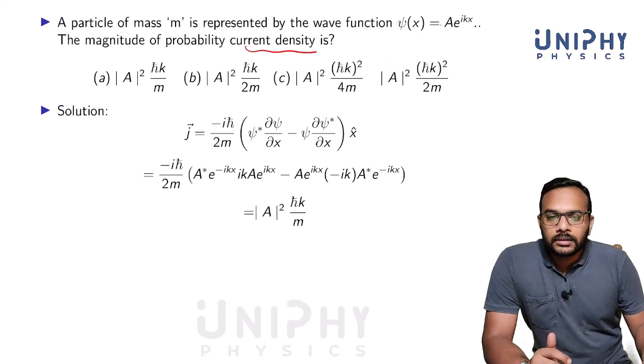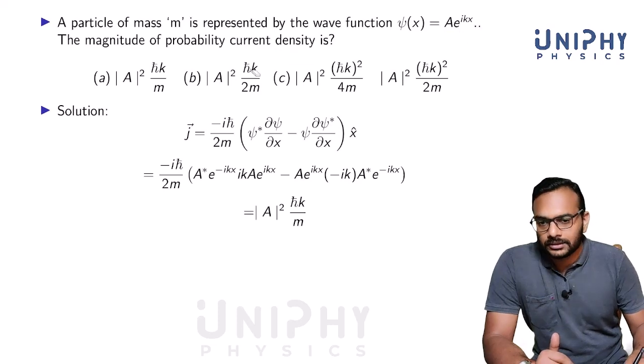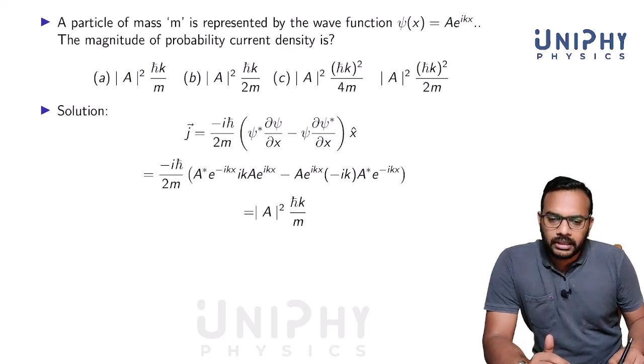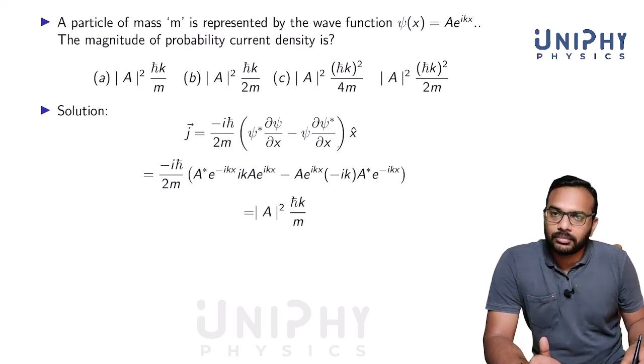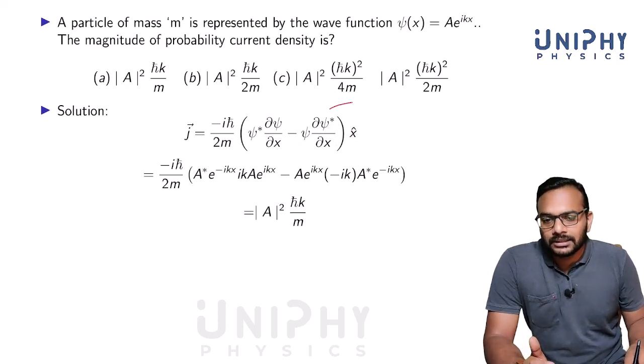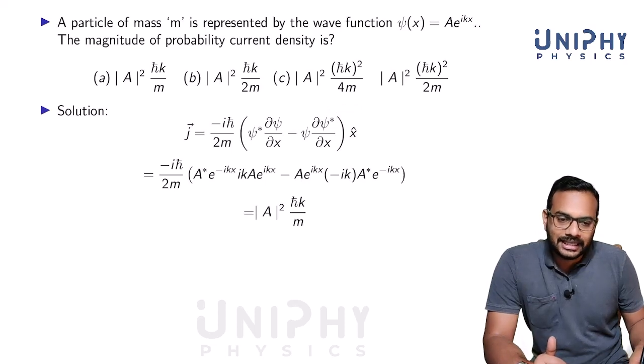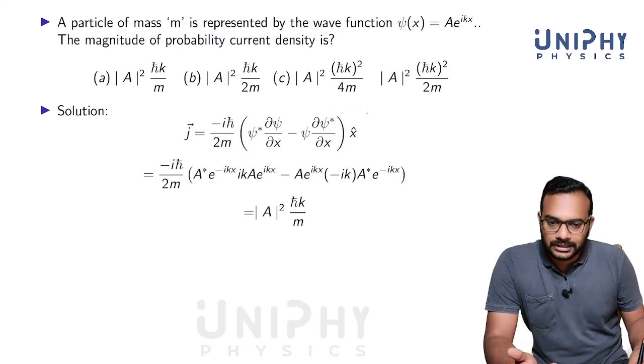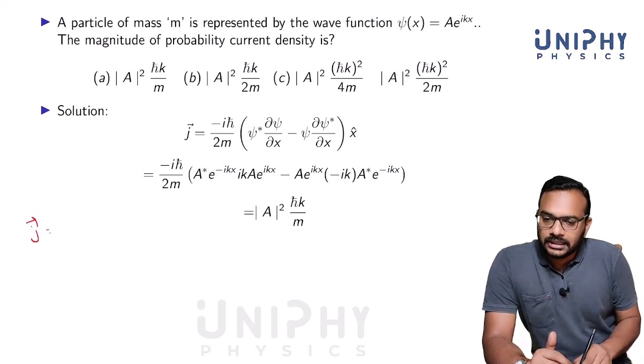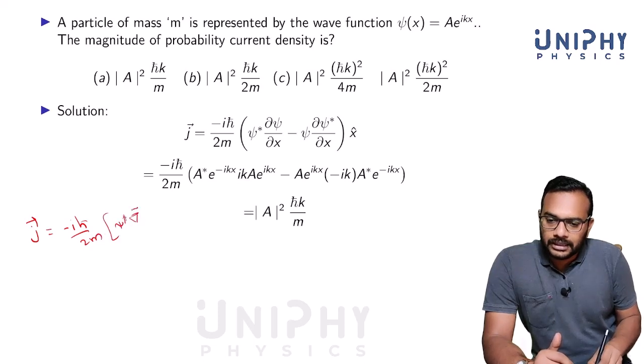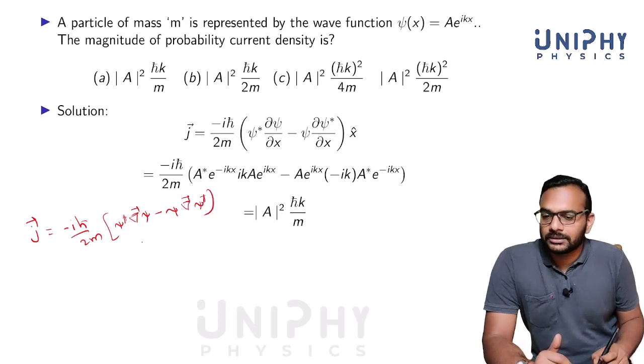So we are given a simple wave function, A e raised to ikx. The solution is minus i h cross by 2m, because there's only an x part here. It's minus i h cross by 2m, psi star dou psi by dou x minus psi dou psi star by dou x, in the x direction. So this is basically the x component of the earlier relation that we wrote. We had the relation j vector equal to minus i h cross by 2m, psi star del vector psi minus psi del vector psi star. This is what we had.